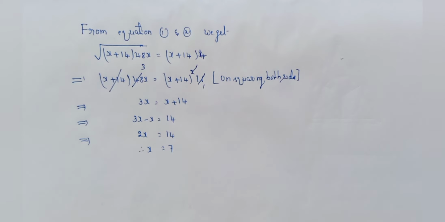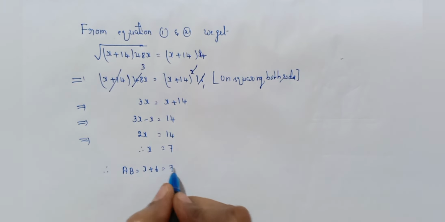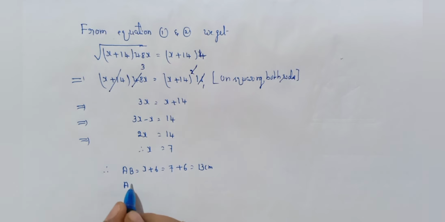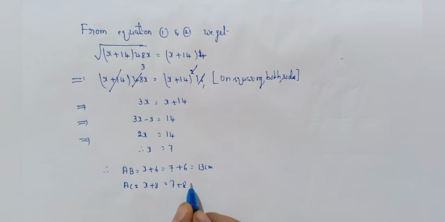Now you got the value of x. Then find out AB. AB is equal to x plus 6. x is 7 centimeter. 7 plus 6 is 13 centimeter. Then AC. AC is x plus 8. x is 7, 7 plus 8 is 15 centimeter. So, the length of AB is 13 centimeter and AC is 15 centimeter.